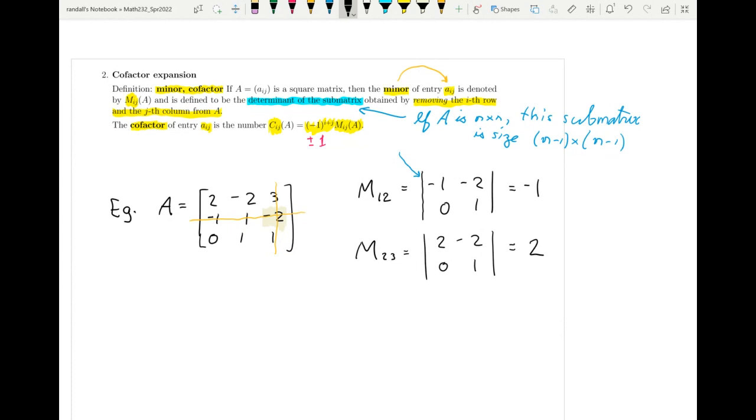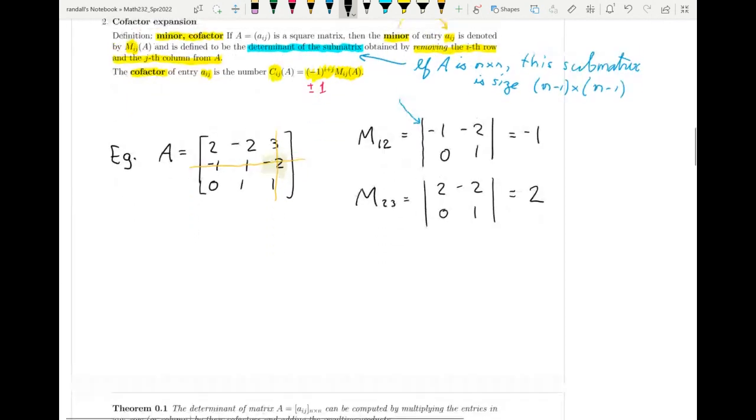M23. Good, now let's move on to the cofactors. If you look at that formula, the cofactor is plus or minus Mij. Maybe I'll just write that down here: Cij is equal to plus or minus Mij. Once you've computed the Mij, you're basically done computing the cofactor. You just have to determine where to put in a minus sign. So let's do that here for these 2 entries.